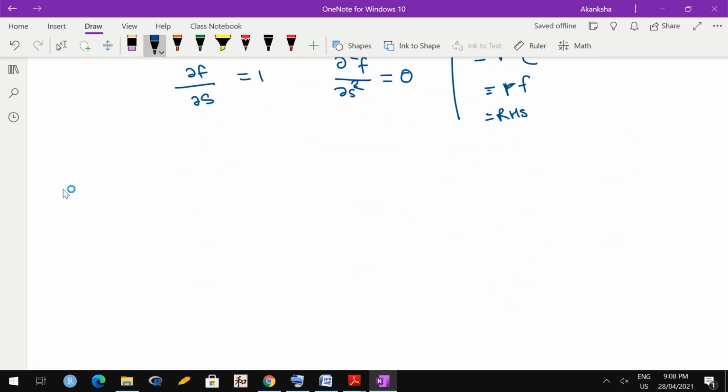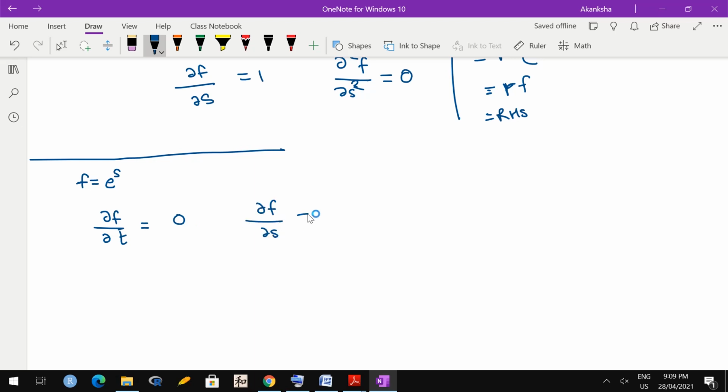Suppose we have some derivative, nothing has been specified except for the price, and the price is e raised to S, or the payoff is e raised to S. Is this a tradable derivative? So again we have to do the same kind of checks. So ∂f/∂t becomes 0 here, ∂f/∂S becomes e raised to S, and ∂²f/∂S² also remains e raised to S.